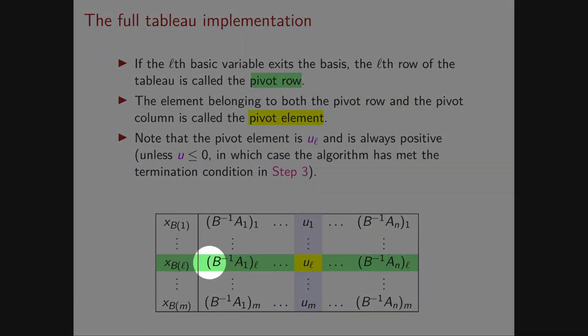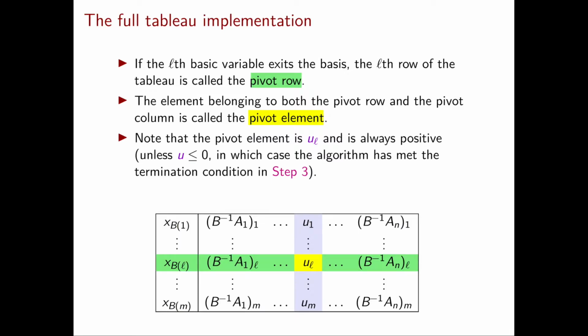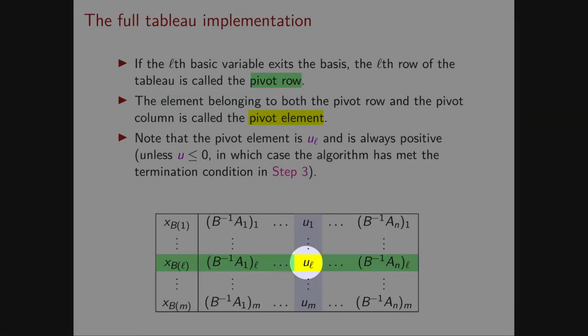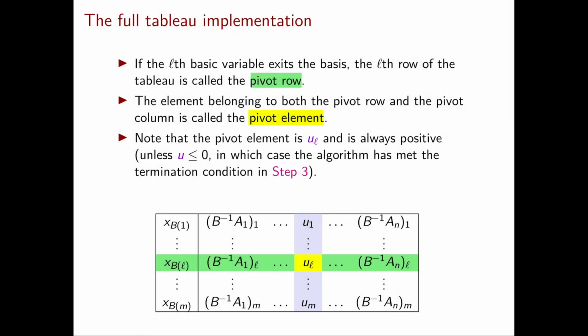So here in green we have our pivot row, and it corresponds to the variable that exits the basis. Now we have a pivot column and a pivot row, and there's a unique element at the intersection of them, and this is called the pivot element. By construction, this is the entry u_l of the vector u. We already know that this element is very special.